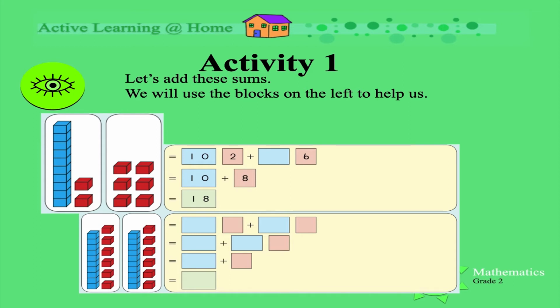On the left-hand side, you will see we have 12, one group of 10, and 2 ones. And on the right-hand side, you will see we have 0 groups of 10 and 6 ones. If we add up the groups of ones, which is 2 plus 6, we get 8. 10 plus 8 is 18. And if you add up all of the blocks on the left-hand side, you will see that they add up to 18. Now let's try the next one.